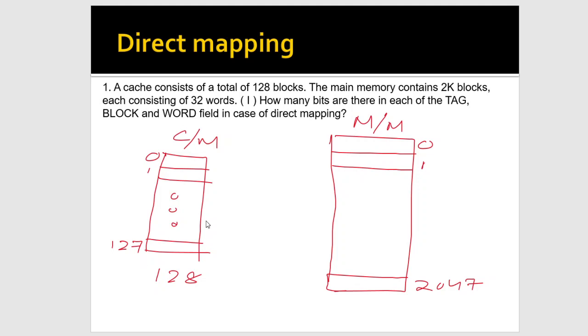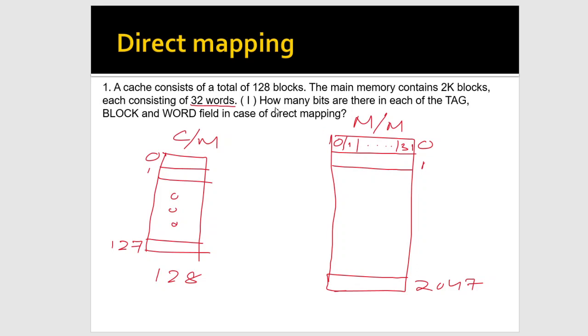This is the information so far I have extracted, and each block consists of 32 words. That means the block of the main memory as well as the block frame of the cache memory both contain the number of words, which is 32. So if it is my first block, the word address starts with 0 followed by 1, and then it will go up to 31. This is given.